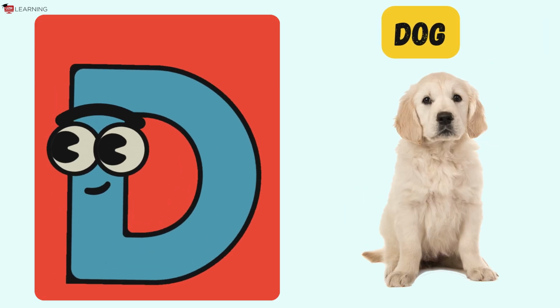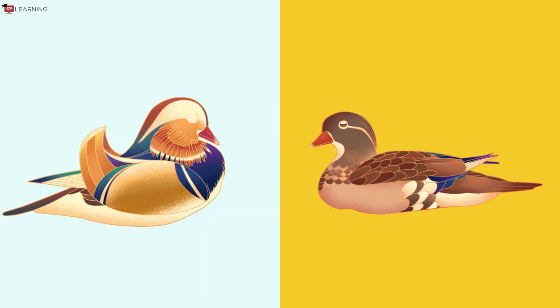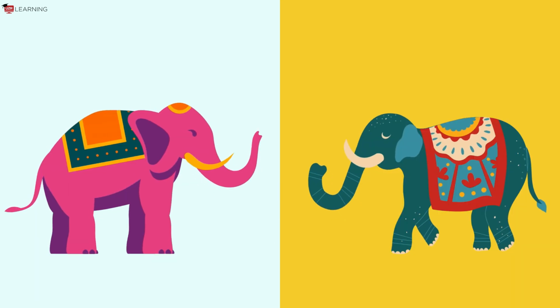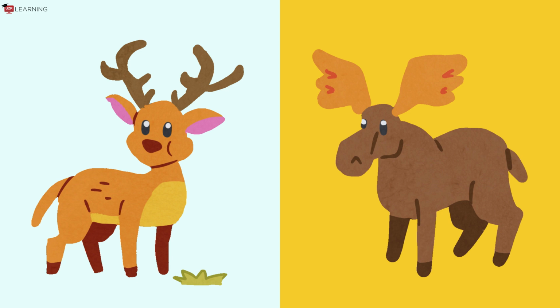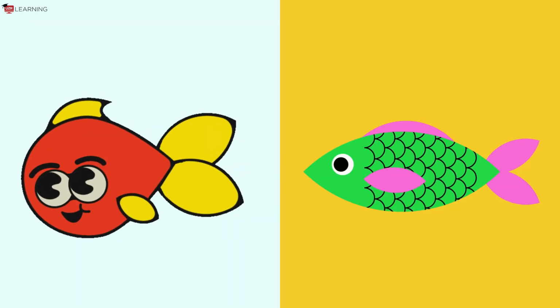D is for dog, duck. E is for elephant. E is for elk. F is for ferret, fish.